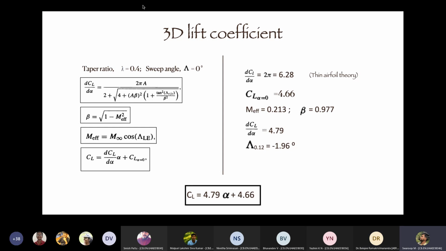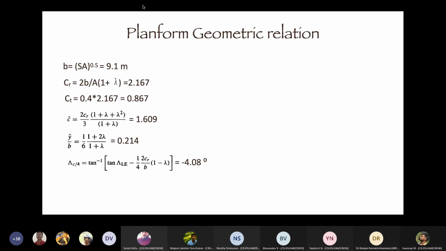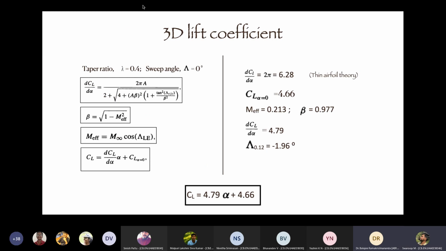Then we got a relation between CL and alpha. Then the planform geometric relations. CL and alpha means, you mean 3D CL and alpha? Yes, sir, 3D CL. This 4.79 has no unit there. What is the unit? Sir, K. If you have the graph, the unit, see, you're taking dCL by d alpha as 6.28, no? Sir, the unit for 4.79 is rad power minus 1. Okay, even for 6.28 it's the same, no?